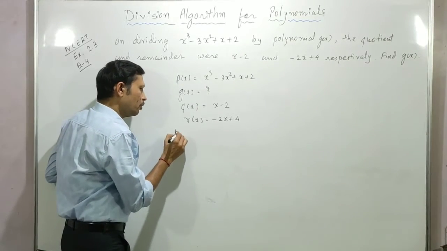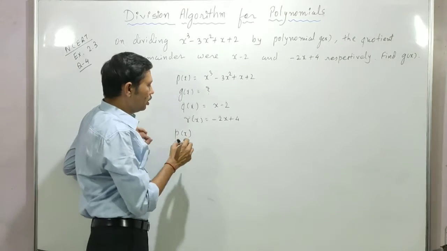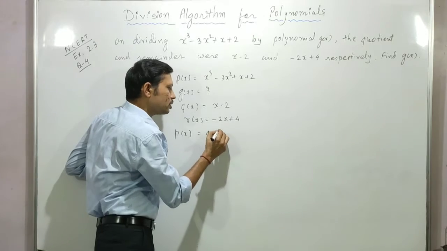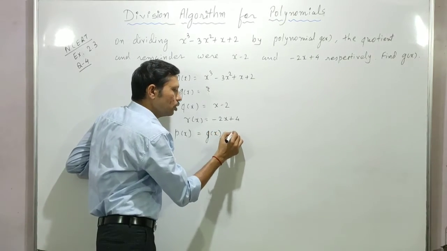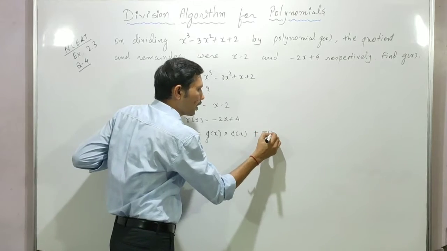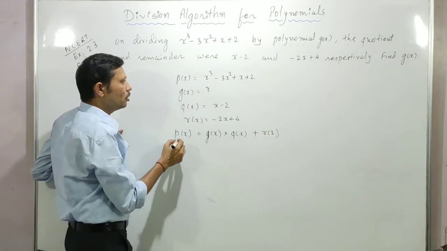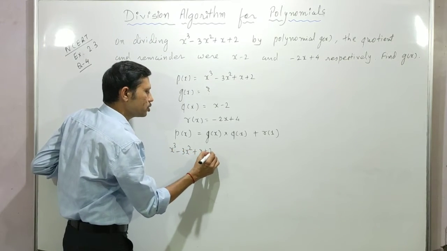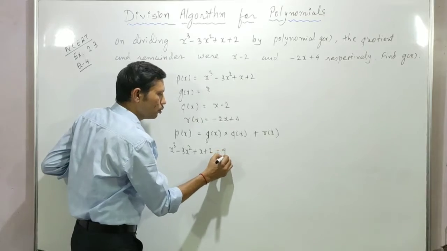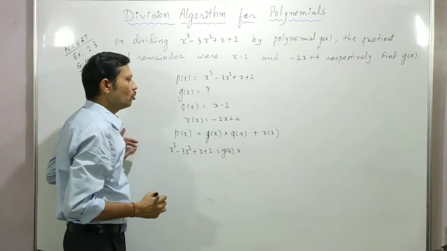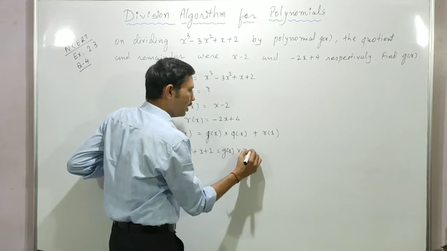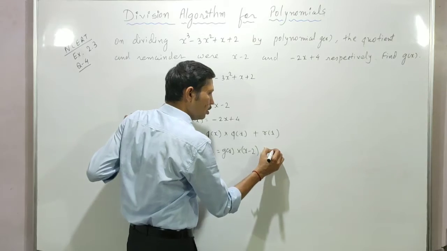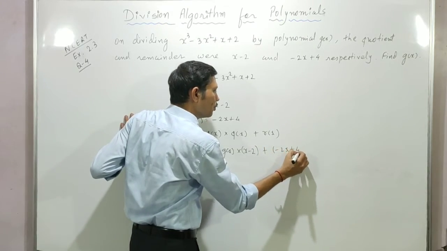So, as per our division algorithm, we can say p of x is equal to g of x into q of x plus r of x. We will write it down. P of x is what? X cube minus 3x square plus x plus 2. What is g of x? We have to calculate. What is the quotient? X minus 2. What is the remainder polynomial? It's minus 2x plus 4.